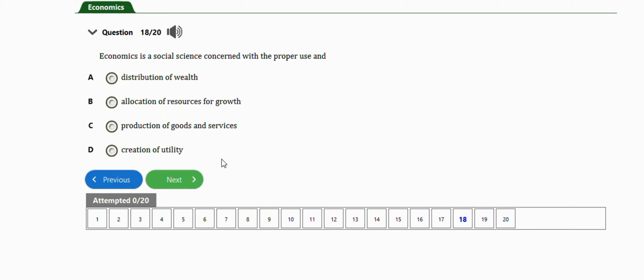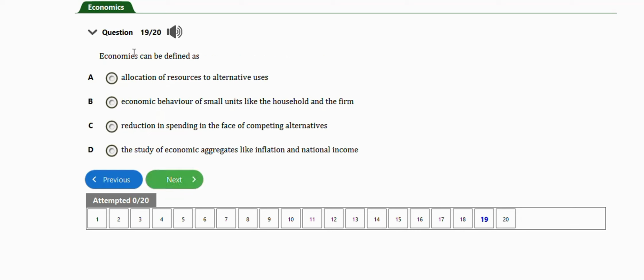Okay. The next question, this one, it says economics can be defined as allocation of resources to alternative uses, economic behavior of small units like the household and the firm, reduction in spending in the face of competing alternatives, the study of economic aggregates like inflation and national income. The right answer is option A, allocation of resources to alternative uses.